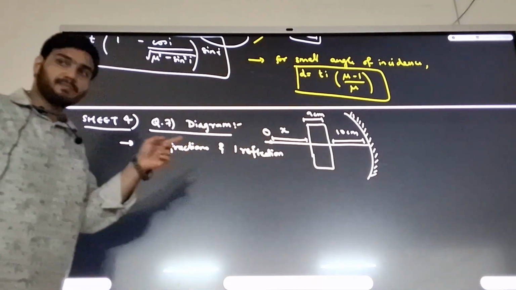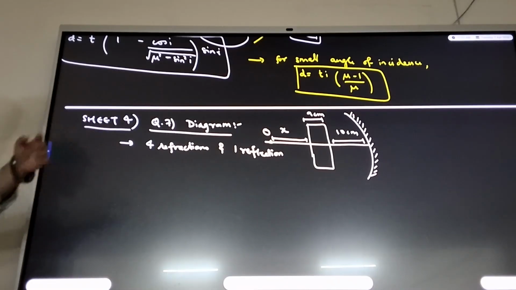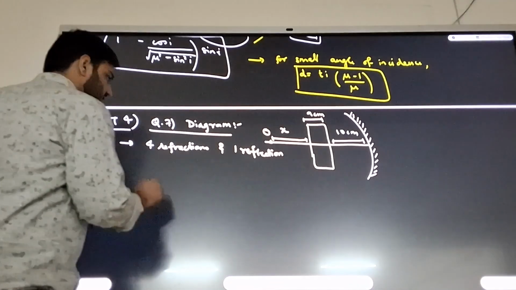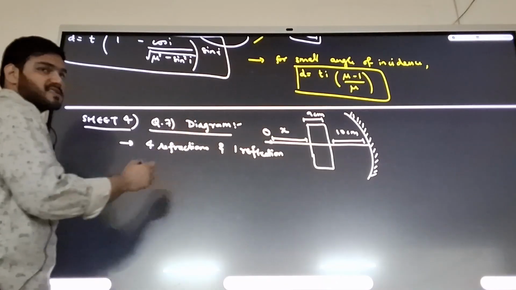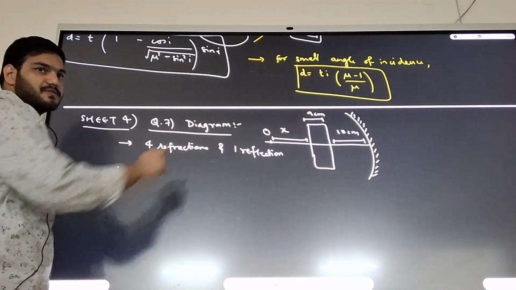So we will go step by step. There is a shift first, there is a reflection, then there is another shift. So let's do this. What is the object distance, the real object distance? That's 19 plus x, right? From the pole.